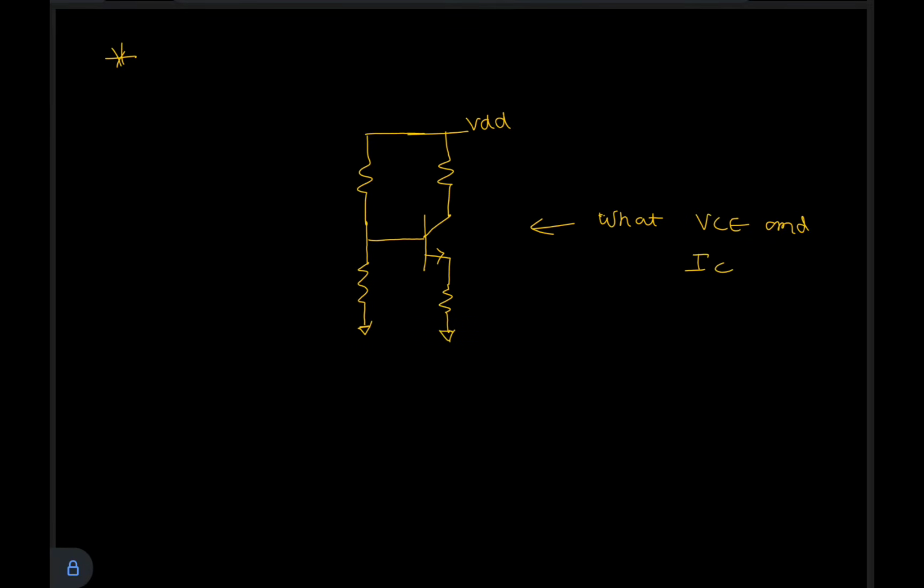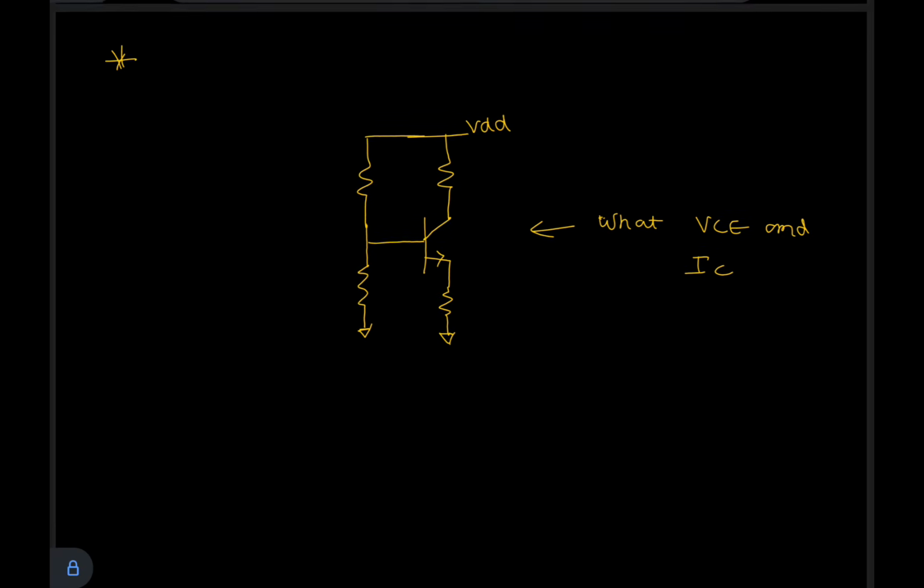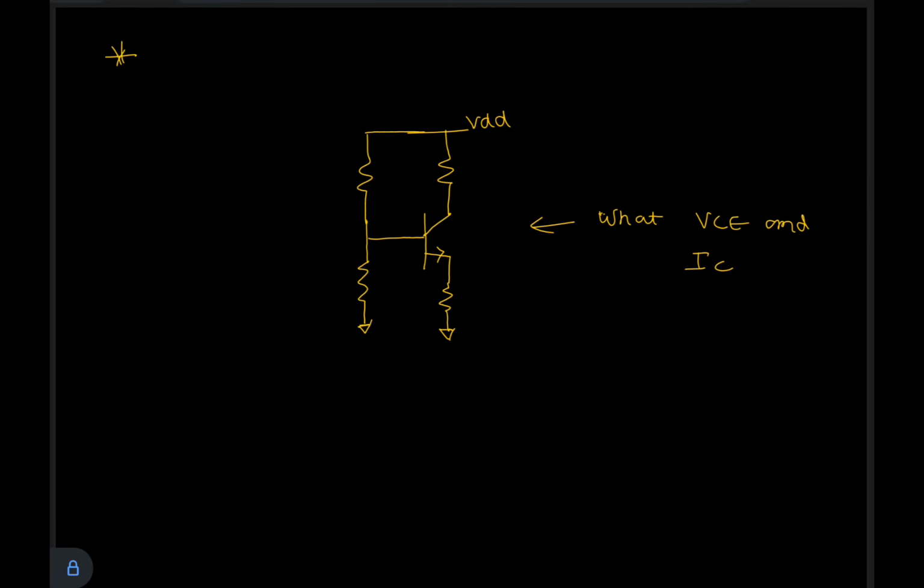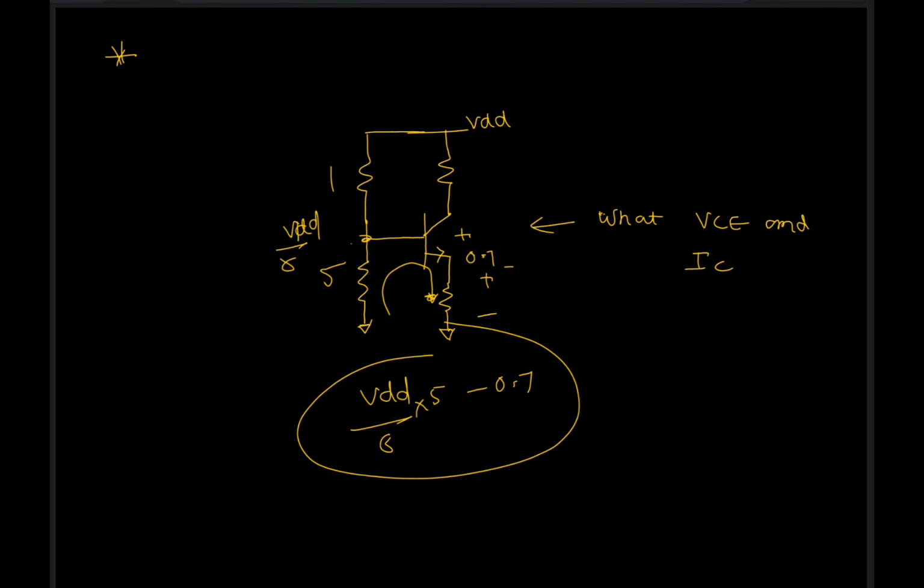And this was the BJT question. We'll not go into the exact solution of this question because this is very basic. This is the voltage divider circuit. Let us assume it has 1 and 5. So we will have this voltage as 1 by 6 VDD, and then you can apply this loop. This will be 0.7. So VDD by 6 into 5 minus 0.7 will be the voltage across this resistor.